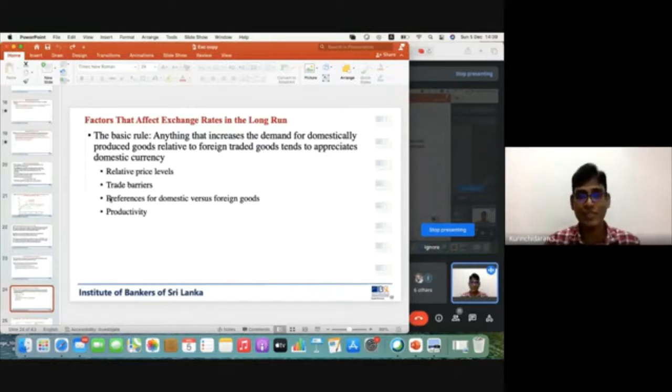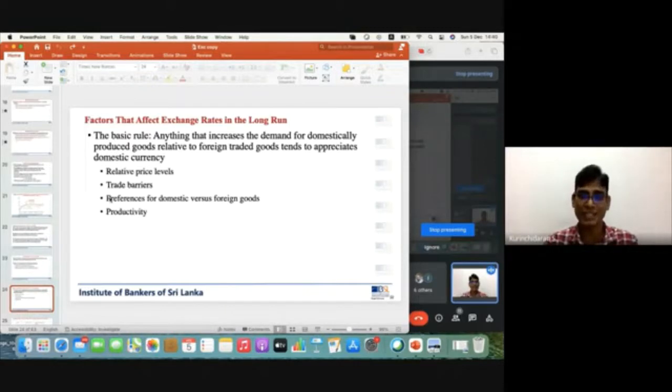And preference for domestic versus foreign goods. Even if there are different prices, you may prefer domestic goods. Earlier we discussed there's no different preference, because same pizza, same taste, everything same, then the law of one price prevails. But if you have different preferences between domestic and foreign goods, then in the long run the exchange rate is going to be changed. And then productivity.